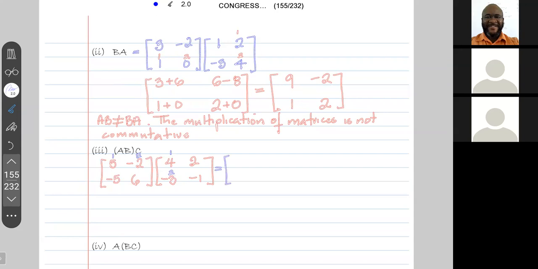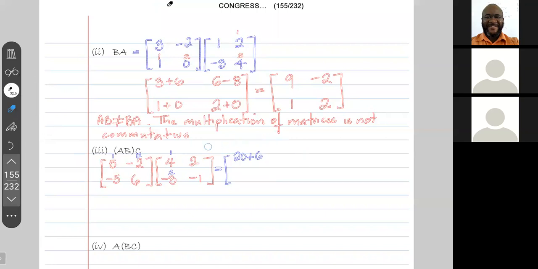Whenever you are multiplying a row by a column, you multiply the first element in the row by the first element in the column. Then the second element in the row by the second element in the column. So 5 times 4 is 20. And minus 2 times minus 3 is positive 6. I just multiplied the top row by the left column.